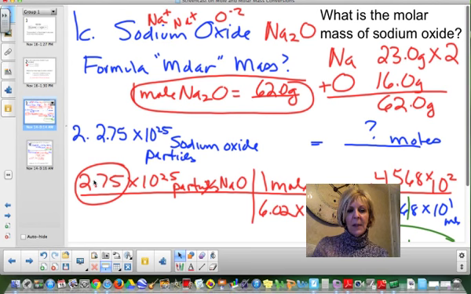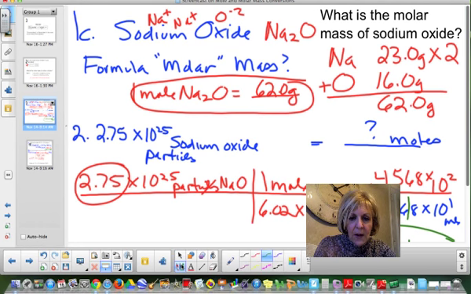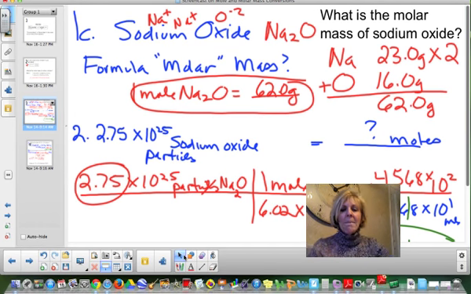So I write down what I'm given, 2.75 times 10 to the 25 particles of sodium oxide. Oh shoot, I forgot, I wrote that wrong. Let me fix that right now. Make a little 2 here. Sometimes when I get going so fast, I forget that. Awesome, thank you. Okay, so anyway, I write down what I'm given.